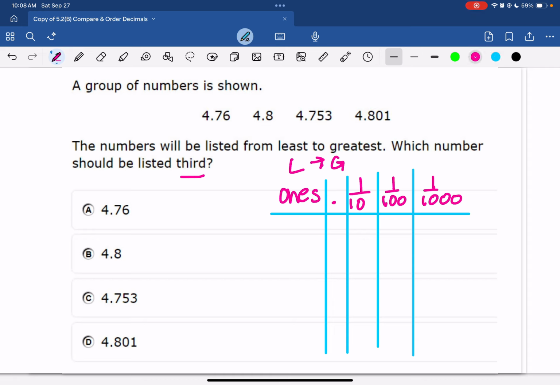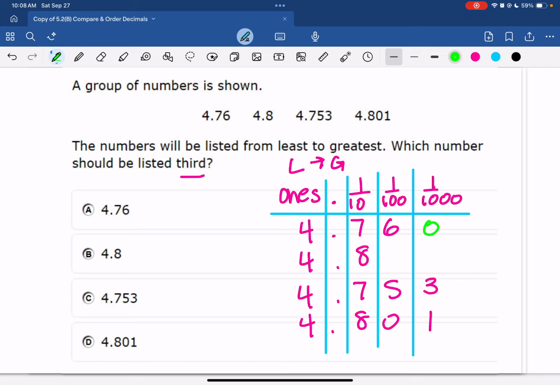So I'm starting off with the first number, 4 and 76 hundredths, 4 and 8 tenths, 4 and 753 thousandths, 4 and 801 thousandths. I'm going to use zeros as placeholders. It's definitely not required, but I do encourage kids to do it.